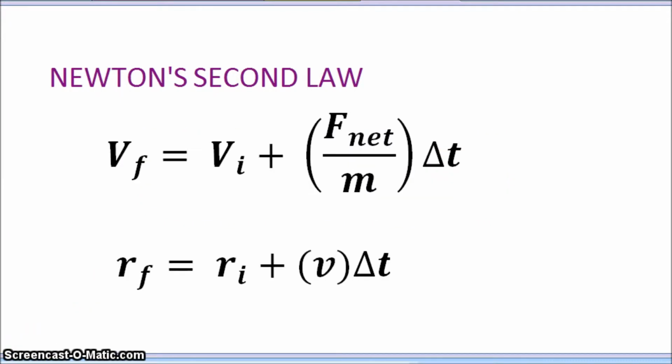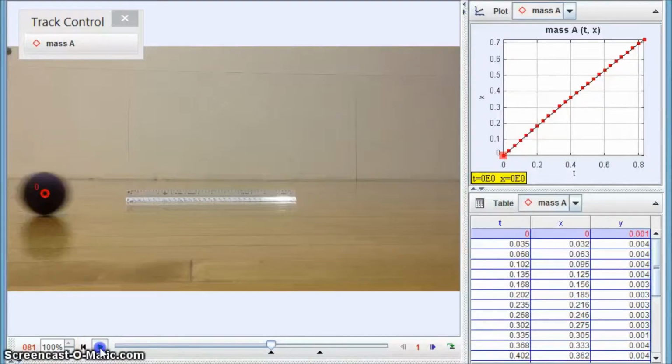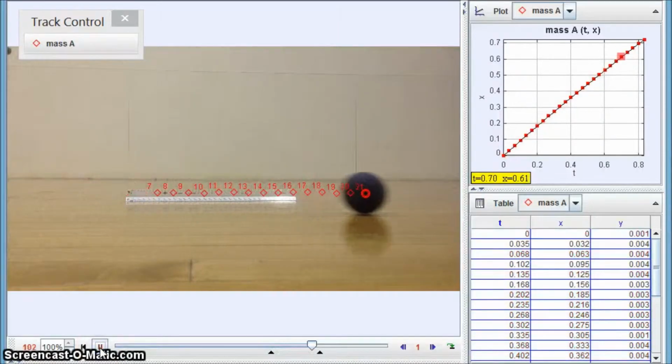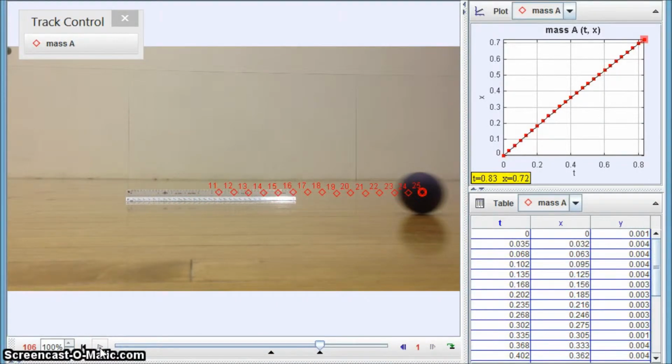We can use another equation to predict the future position of our racquetball. Final position is equal to initial position plus our constant velocity times the same time interval. Now let's look at the video of the racquetball rolling to see if Newton's second law holds true in this observation. Using a program called Tracker, I marked the position of the racquetball as it rolled.